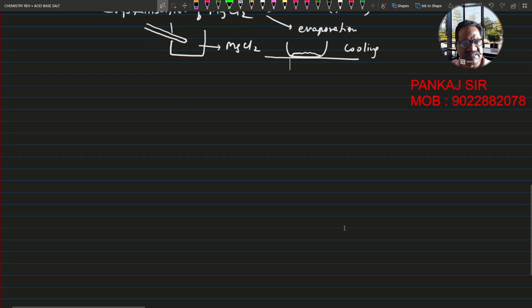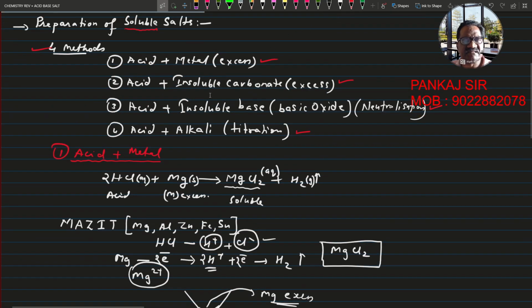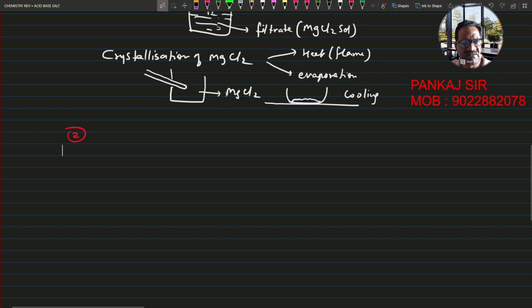Now the second method states that it should be, now what is the second method I have considered? Okay, let me go back. The second method is acid and insoluble carbonate. Okay, so this is the second method, acid plus an insoluble carbonate.